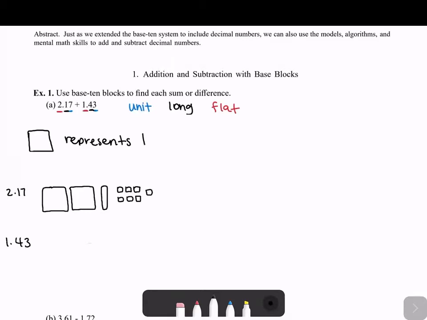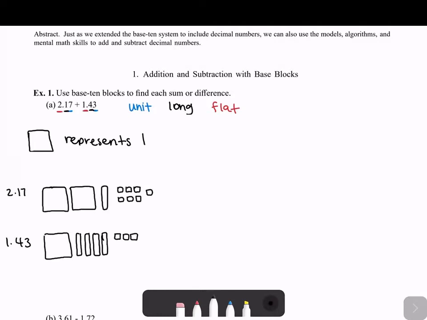And now we can represent 1.43, which is said correctly as 1 and 43 hundredths. So we have 1 in the ones place. So we have 1 flat. We have 4 in the tenths place. So we have 4 longs. And then lastly, we have 3 in the hundredths place. So we have 3 units. So then we combine these exactly like we did before.